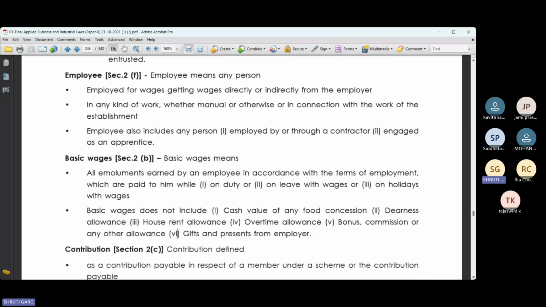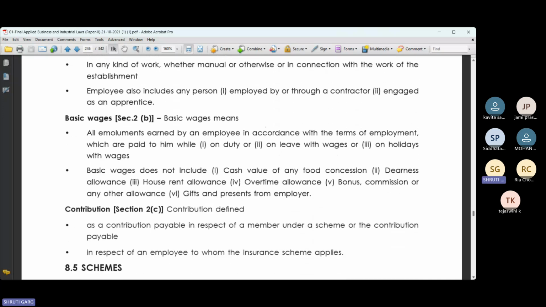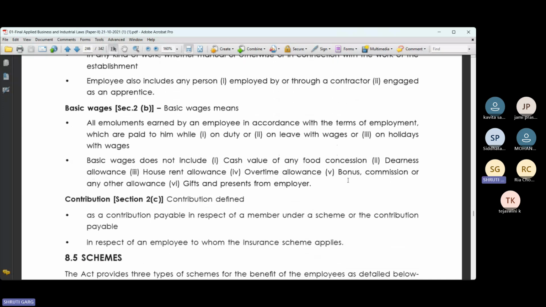And basic wage doesn't include the cash value of any food concession, dearness allowance, house rent allowance, overtime allowance, bonus, commission, or any other allowance, gifts, and present from the employer. Mark this as important: the basic wages in the definition of the Provident Fund will not include the cash value of food concession, DNS allowance, house rent allowance, overtime allowance, bonus, commission, or any other allowance, gifts or present from the employer.